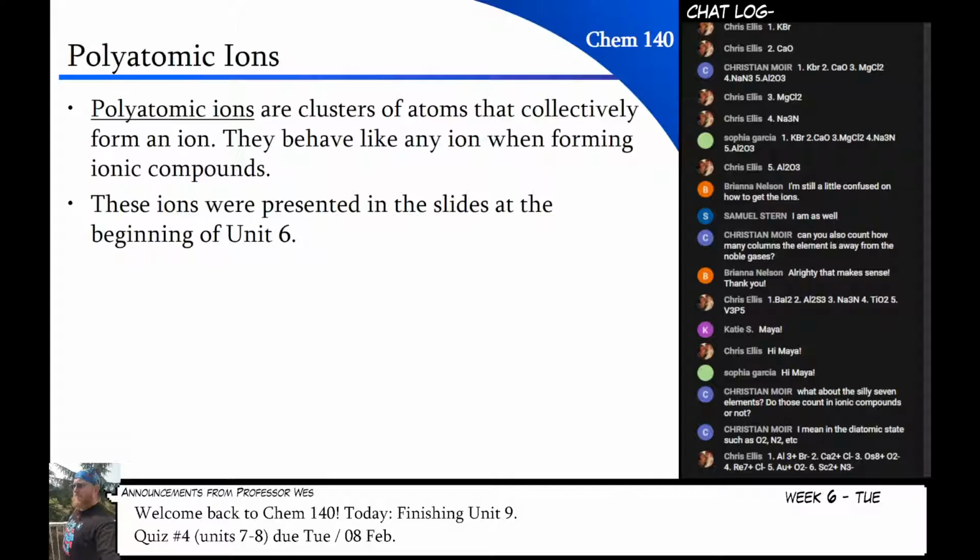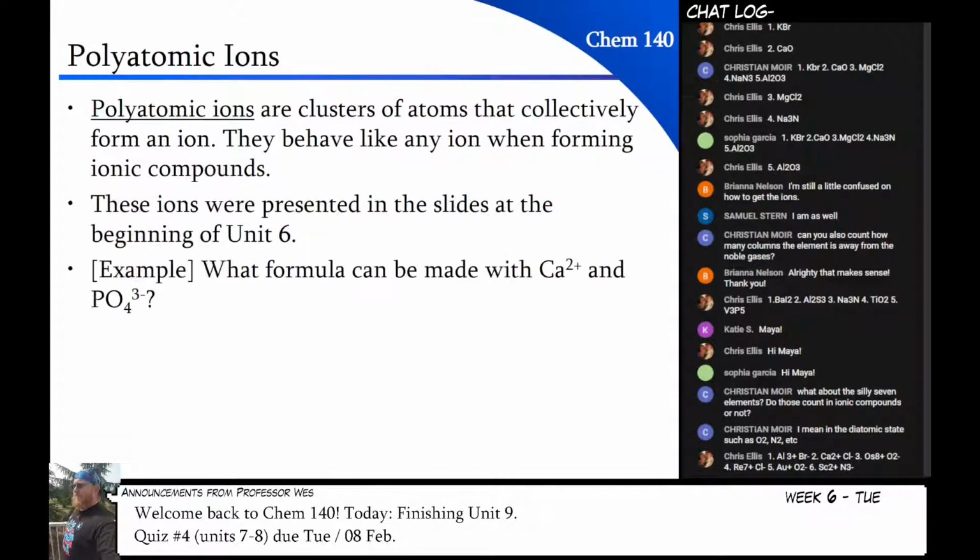So if you have the Unit 6 slides downloaded, go and open those up. They're on the first slide because we're going to start asking questions about them here. And those are going to be questions like, what ionic compound is made out of these ions? And the rules that you follow are exactly the same.